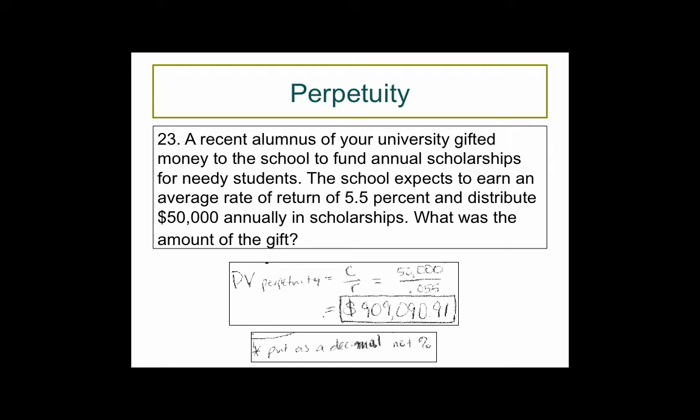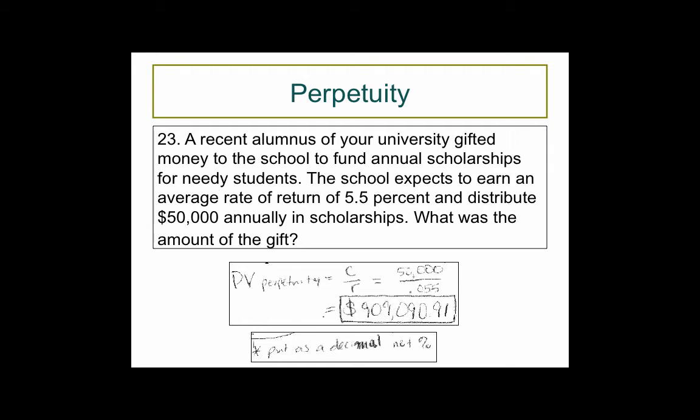So what was the amount of the gift? All you have to do is take the $50,000 and put it over 0.055 for 5.5%, and you're going to get a pretty nice little endowment here of $909,000, or $909,090.91.